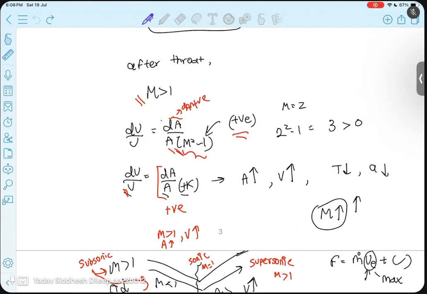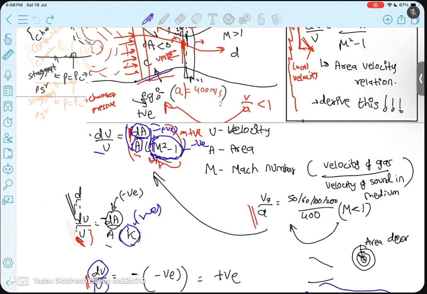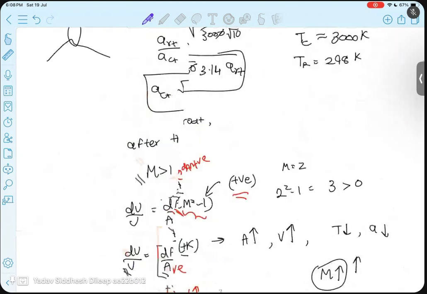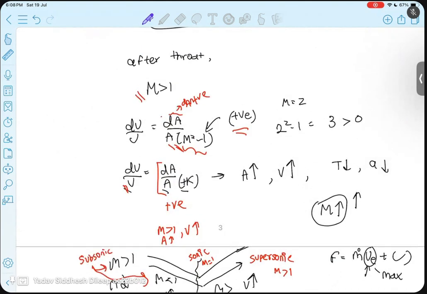What happens after the throat? So you see, you are decreasing the area, Mach number is increasing because velocity is increasing. Mach number increasing, velocity increasing because speed of sound remains the same. Speed of sound is not changing. Again, decreasing the area, Mach number increasing. At the throat, Mach number is 1, always. After the throat, Mach number is slightly greater than 1.